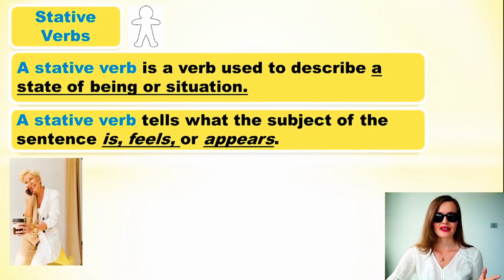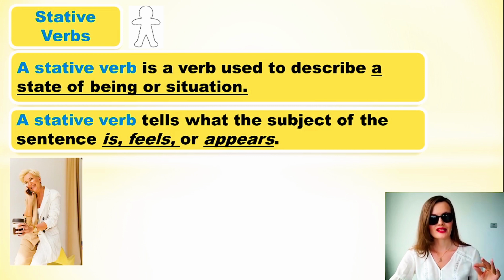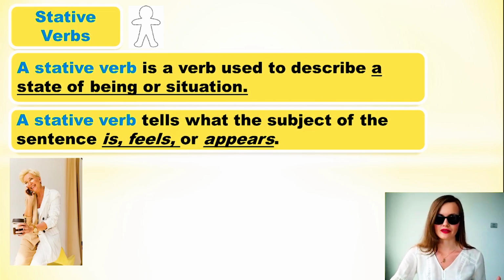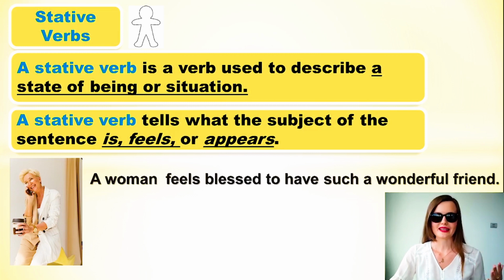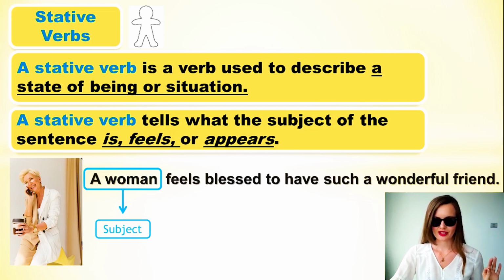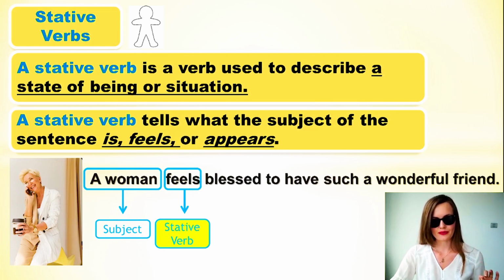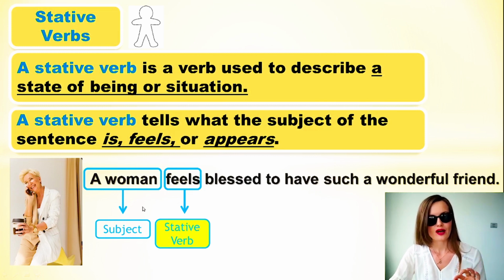A stative verb is a verb used to describe a state of being or situation. A stative verb tells what the subject of the sentence is, feels, or appears. Again, let's take a look at this example. A woman feels blessed to have such a wonderful friend. A woman is a subject in this sentence, and feels is a stative verb because it describes what this woman feels, what the subject of the sentence feels.